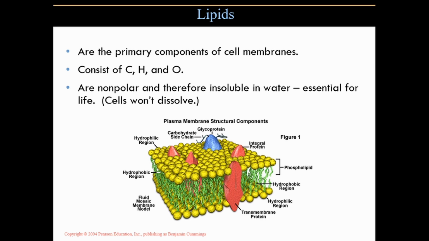We'll talk more about this when we look specifically at the cell membrane in another chapter, a couple of chapters from now, looking at the cell. They consist of carbon, hydrogen, and oxygen, just like carbohydrates do, so the same 3 elements. And lipids are nonpolar and therefore insoluble in water.